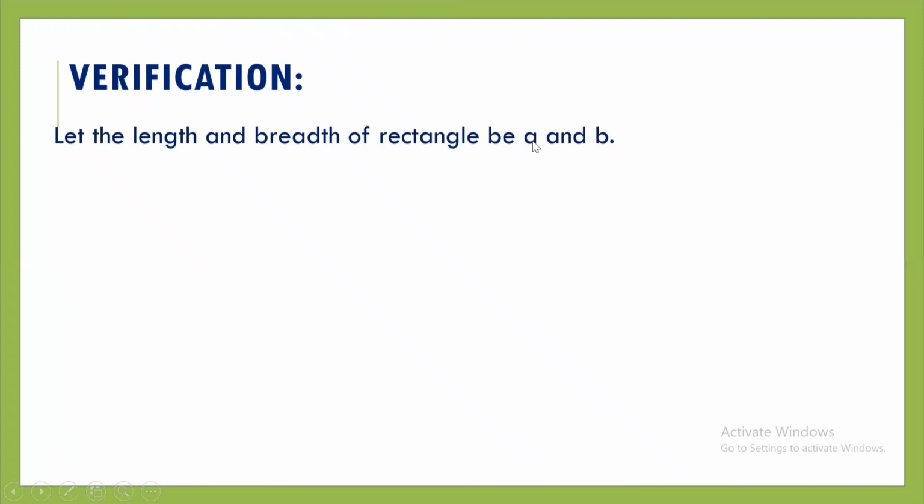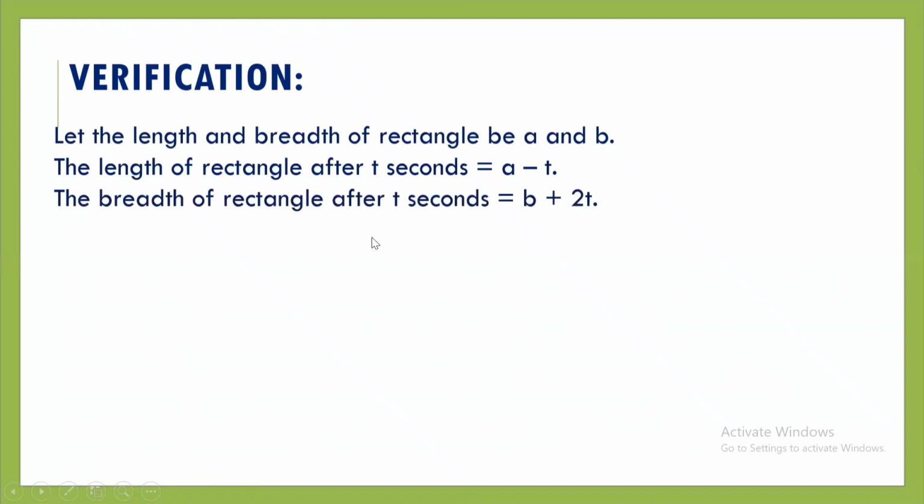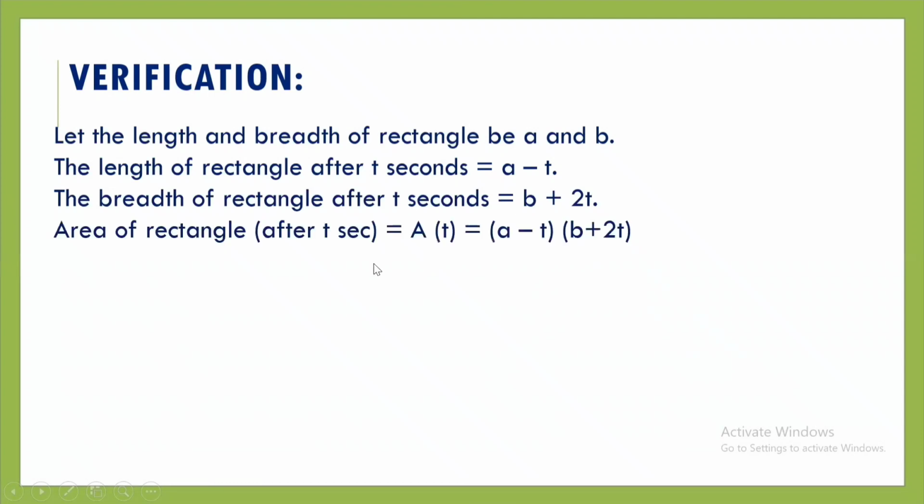Now, because after every second, the length is reducing by 1, at t seconds the new length is going to become how much? It's going to become A minus 1t, right? Exactly the same way, the breadth is increasing by 2 every second, so after t seconds, it's going to become B plus 2t, isn't it? Now, this is the new length and the new breadth. So area after t seconds is going to become how much? It's going to be the new length into new breadth, (A minus t) into (B plus 2t).